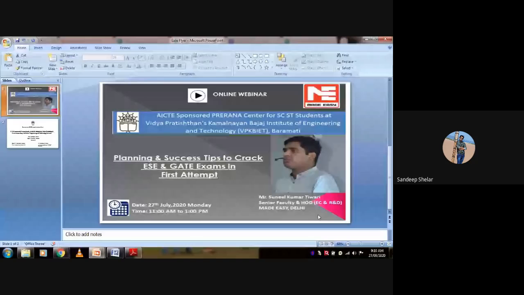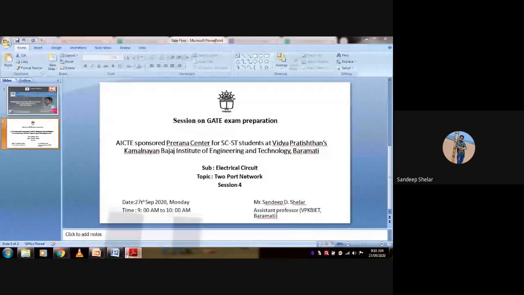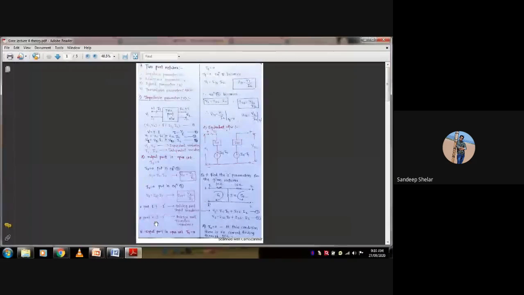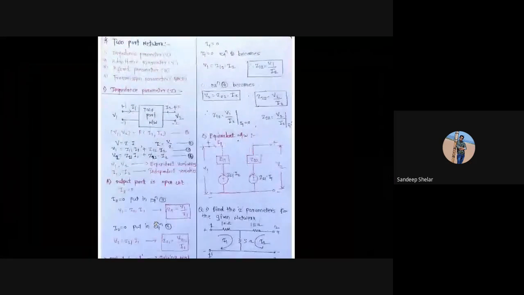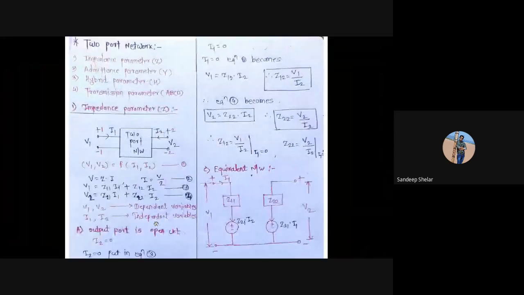We will explain the concept of two-port network. It is very useful for solving problems in the GATE exam. A two-port network means it consists of two ports. The first port is the input port and the other port is the output port. This type of network is called a two-port network. Two-port networks are classified into four types.